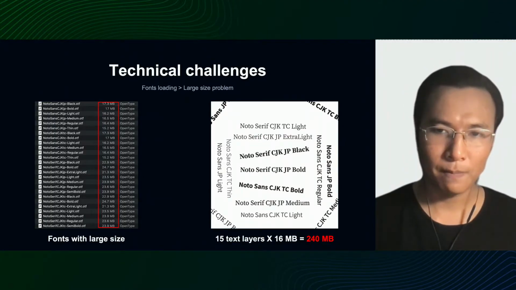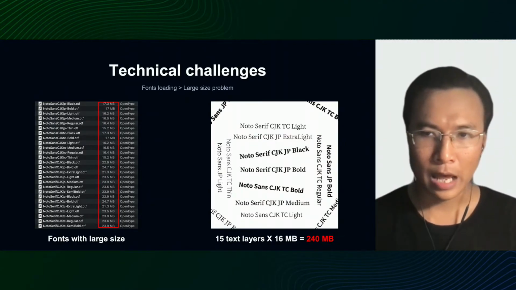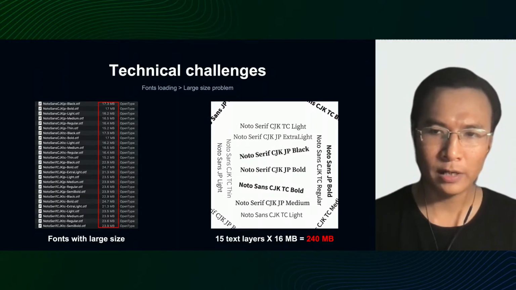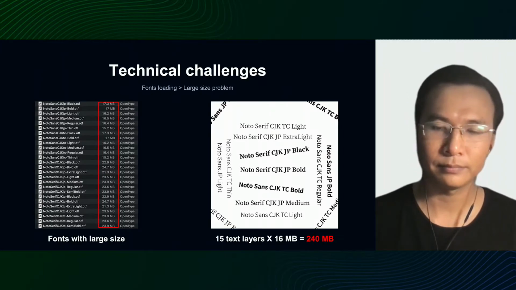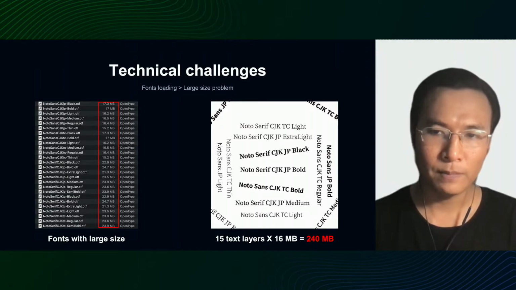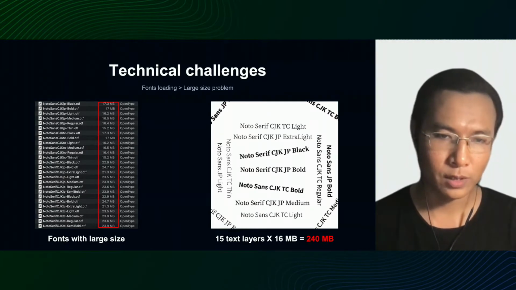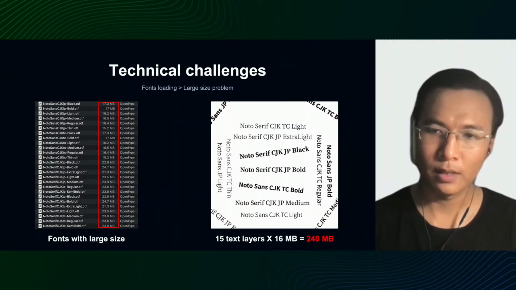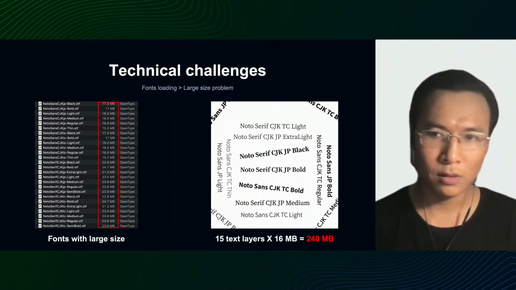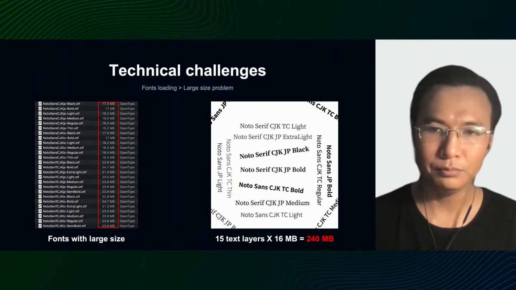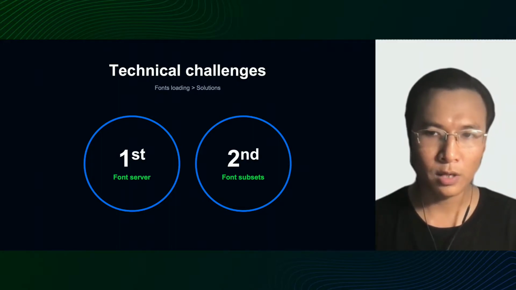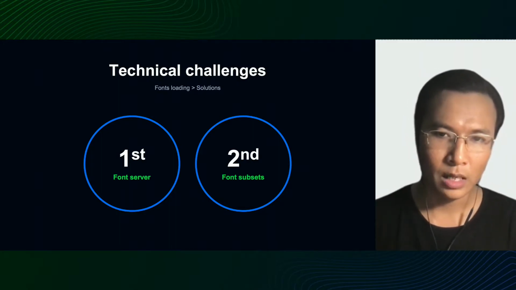In the supported list, there are a lot of fonts that have large size, and loading these fonts over a network could affect the user experience. Suppose that, for the worst case scenario, there are 15 text layers with different fonts, and they're all large ones. We have to load hundreds of megabytes over a network, and to us, it was a big problem. We did our research and we came up with two solutions: font server and font subsets.